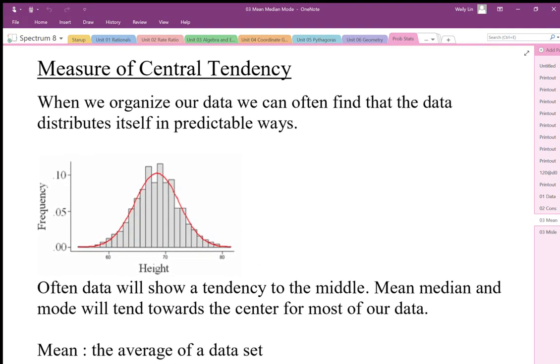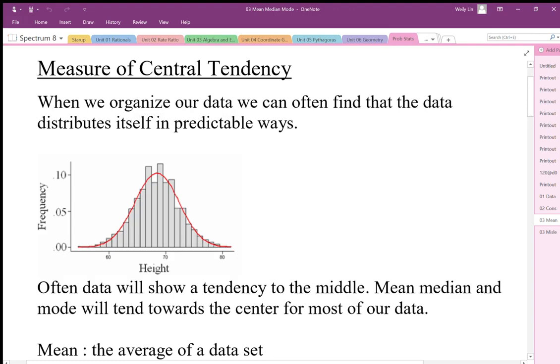So in this lesson, we're going to look at something called the measures of central tendency. Okay, so we organize our data, especially frequency data, and this is a frequency plot. We can find that the data distributes itself in very predictable ways. One of the things that we see in normal data is that we have this bell curve where we have lots that are average, and in this case, height, very few that are very tall, very few that are very short.